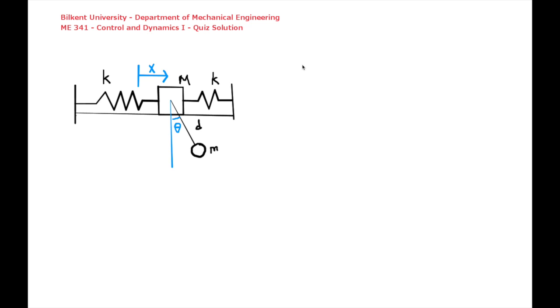So to handle these problems, remember the first thing that I need to do is write down the position vectors for these objects, for this capital M and this small m. And to do this, usually using a coordinate system facilitates our solution. So first let me put a coordinate system.